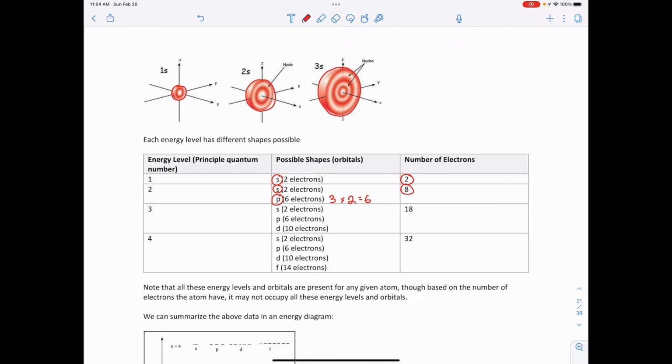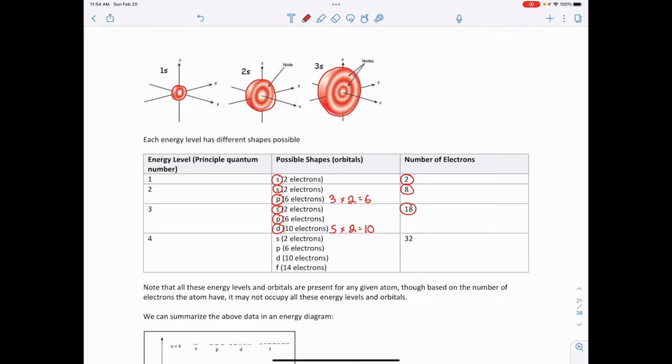For energy level 3, I have s available, my p's and my d's. Same thing, d: from the previous page, there are 5 possible variants, 2 electrons each, 10 total. And so 10 plus the 6 plus the 2, I can have 18 electrons occupying energy level 3.